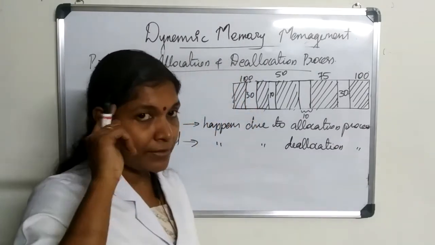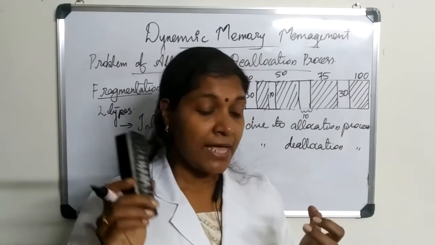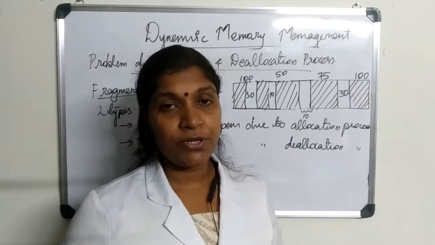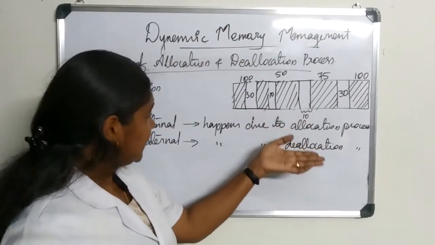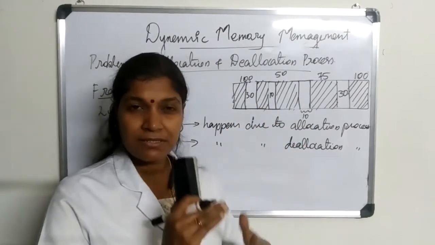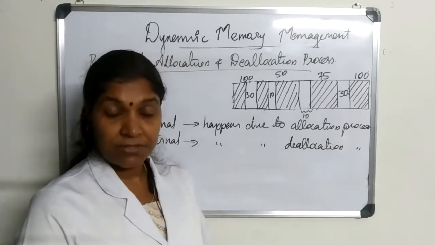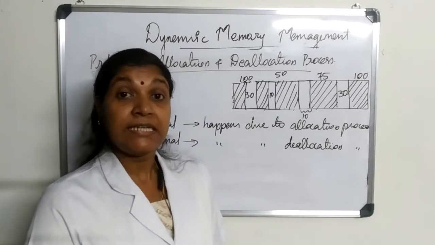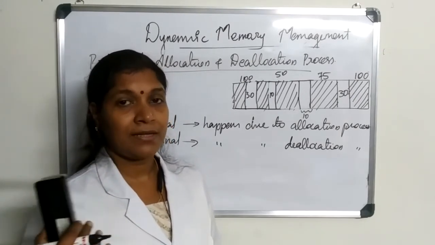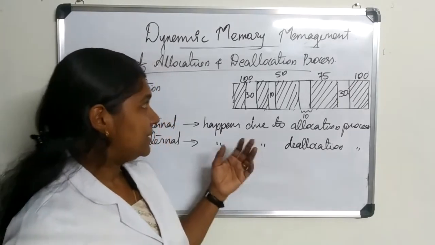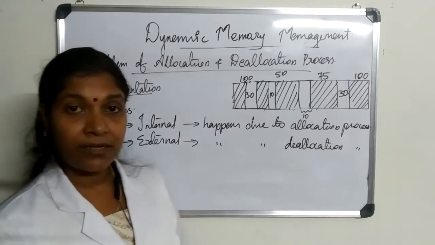So you have to remember, internal fragmentation happens because of the allocation process, and external fragmentation happens due to the deallocation process. If both these fragmentations are on a small scale, they don't affect the system. But if they grow further and exceed a particular limit, then that really affects the system in an adverse manner. So these are the two concepts: internal fragmentation and external fragmentation.